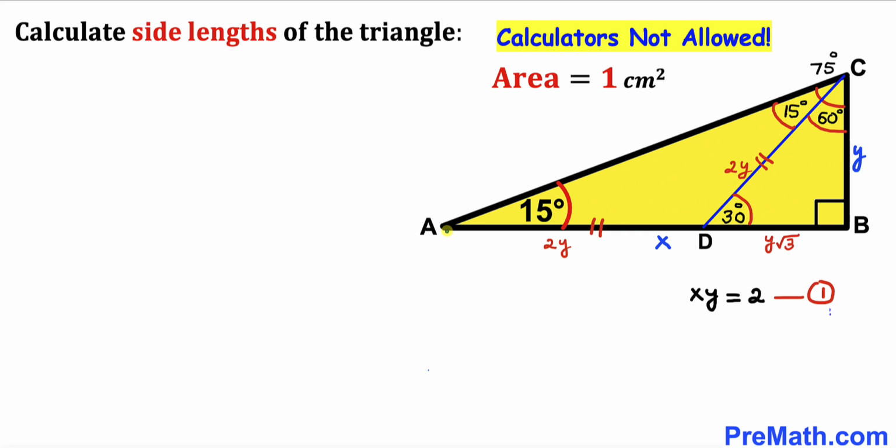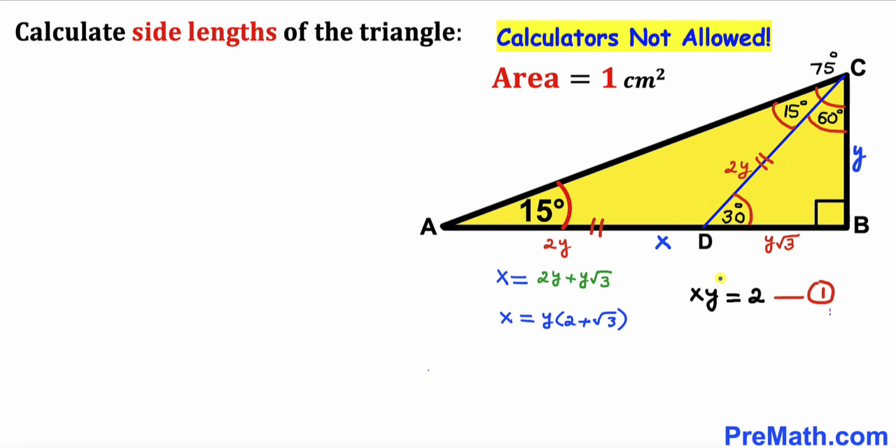Now let's make an observation. Once again, we can see that this whole AB length is going to be 2y plus y times the square root of 3. Let me write down 2y plus y times the square root of 3. We can also see that this whole AB length is also equal to x. So therefore I can equate x equal to 2y plus y times square root of 3. Here we can see y could be factored out. So x could be written as y times 2 plus square root of 3.